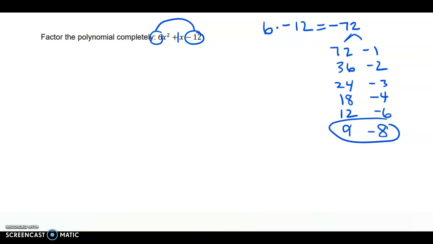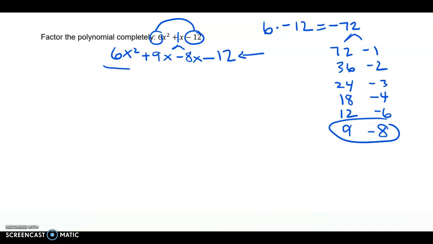Okay, now that we have the correct 9 and negative 8, the correct factors that add up to 1, we're going to rewrite this polynomial. So we're still going to have 6x squared. Now 1x we're going to rewrite as plus 9x minus 8x. Notice this still adds up to 1x, but it's a way to rewrite it so that we can factor by grouping. And then still the minus 12. So it's really the same exact value, we just use these two numbers to rewrite it.